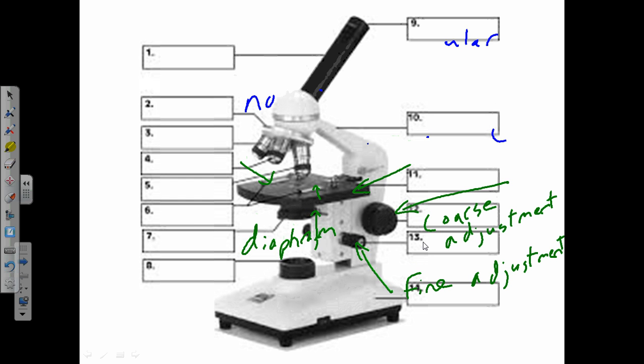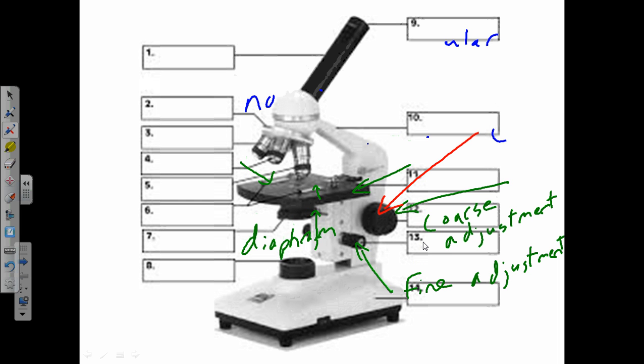A couple of rules for using the scope. When you're using the scope, you always want to put the lowest power objective, which is the 4x one in most cases, over the slide. Start there. When you're trying to focus, at first use only the coarse adjustment knob, and use it only on the low power objective. Once you can see the object, use the controls underneath the stage to move that object into the middle of your field of view. Make sure you center it.